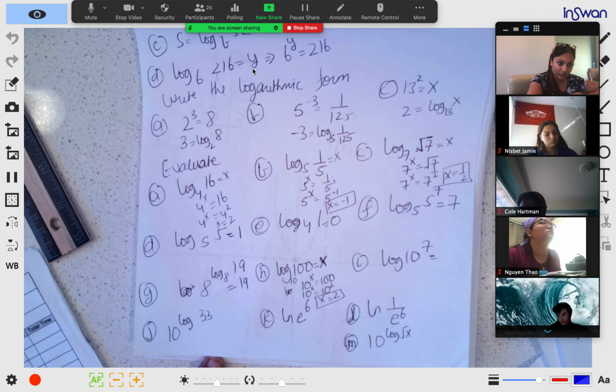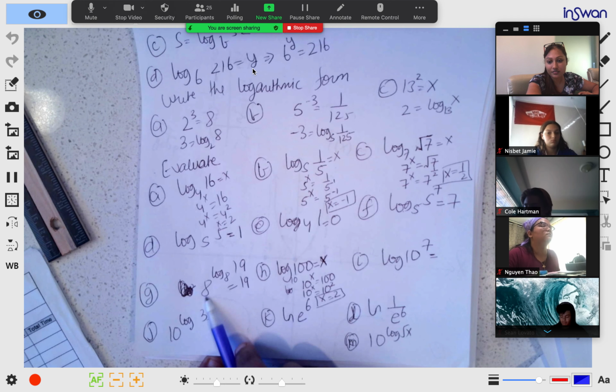Miss K, for G, it just says log 8 equals 19, right? No, it's not log 8. It's not log. There is no log. It's 8 to the power of log base 8 of 19. Okay.